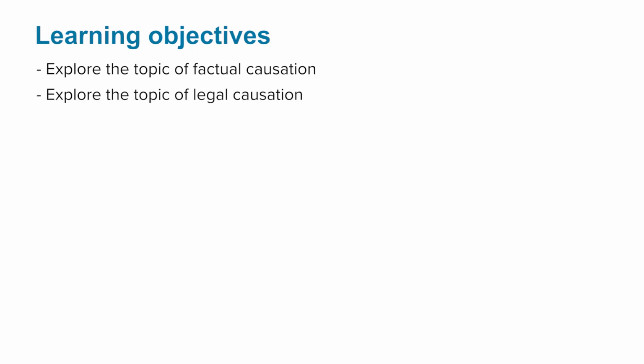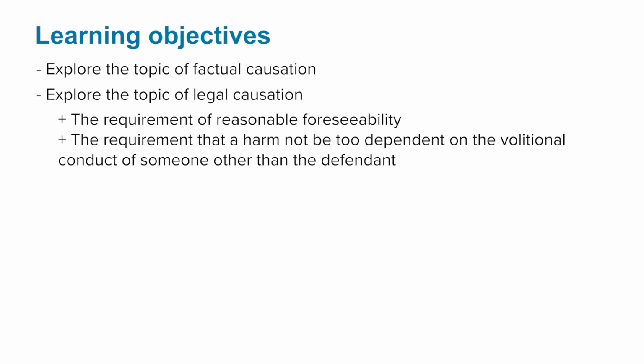Okay, so there are three main learning objectives for today's lecture. First, I'm going to introduce you to the topic of factual causation, beginning with the easy cases, and then transitioning to the more difficult ones, where multiple forces in the world simultaneously contribute to a single harm. Second, and thereafter, I'm going to introduce you to the topic of legal causation. In so doing, we're going to focus on two central principles of causal responsibility: the requirement of reasonable foreseeability and the requirement that a harm not be too dependent on the volitional conduct of someone other than the defendant.